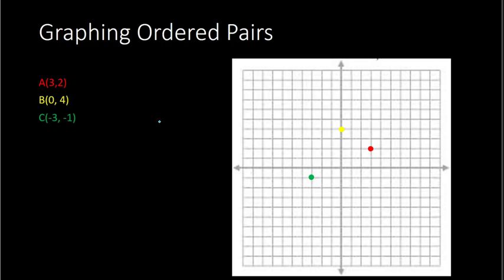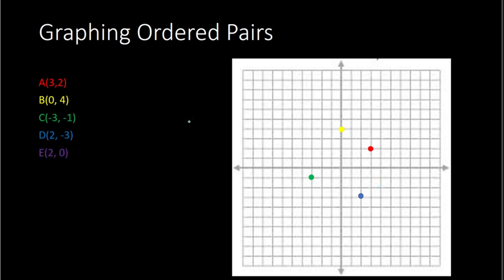What about point D? Point D is at 2, -3. So x is 2 and is positive, so the positive direction for x would be to the right. So I go to the right 2, and then y is -3, and for y the negative direction is down. So I go to the right 2 and down 3 from the origin, which takes me right here. That's to the right 2, down 3.